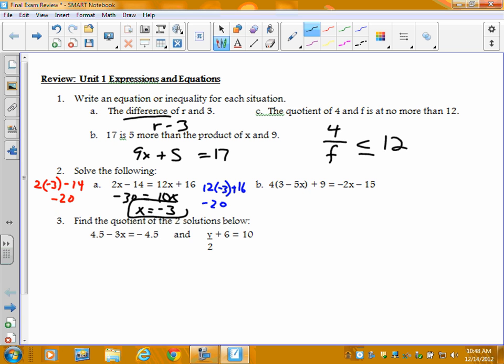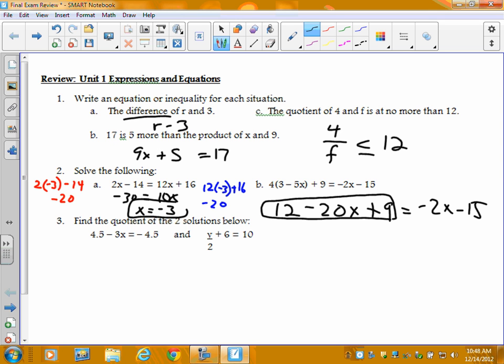Distributive property, 4 times 3 minus 5x. 12 minus 20x plus 9 equals negative 2x minus 15. Now, the thing that we talked about the other day is make sure you understand that this stuff right here is on the same side. Since it's on the same side, guys, you just combine like terms. So negative 20x plus 21 equals negative 2x minus 15.